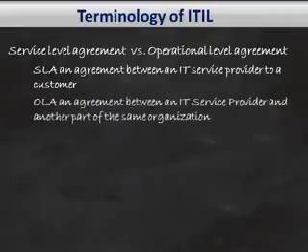The OLA is an agreement between an IT service provider and another part of the organization or a third-party supplier. For example, an agreement can exist between IT and procurement or purchasing that states that laptops and PCs are purchased at agreed times in order to facilitate new hires and replacements.